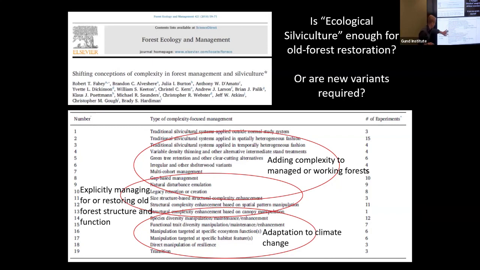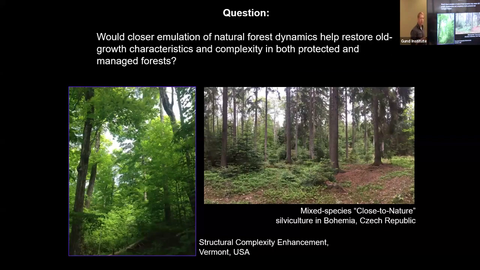That's my point here, but we need to focus on these that are really explicitly about promoting and restoring old forest structure. So thankfully, we have some examples of that kind of silviculture, both in North America as well as Europe. In Europe, instead of ecological silviculture, they use the term close to nature silviculture. And they mean something similar, but also a little bit different. So we can start comparing some of these approaches.